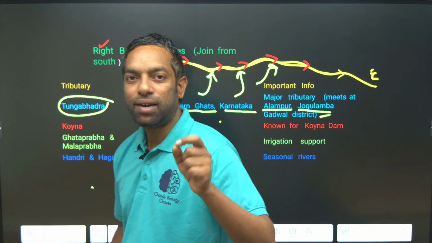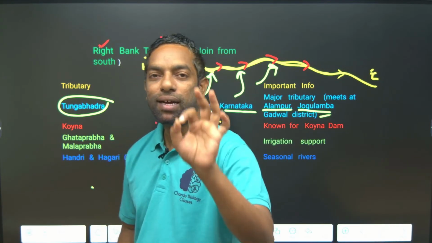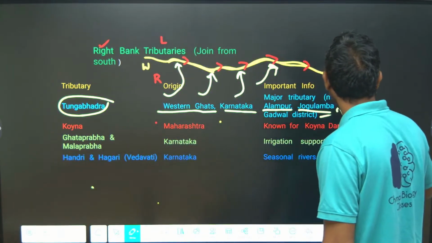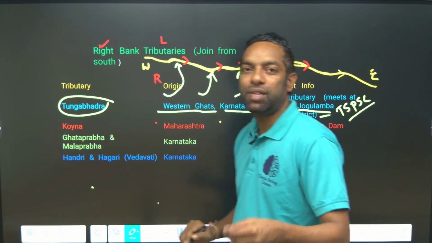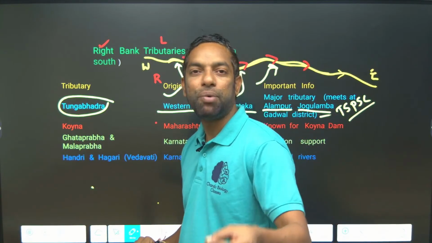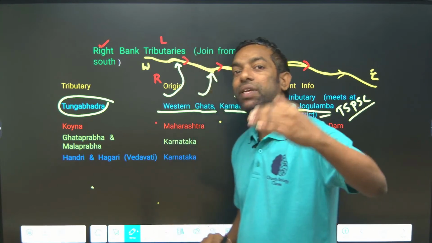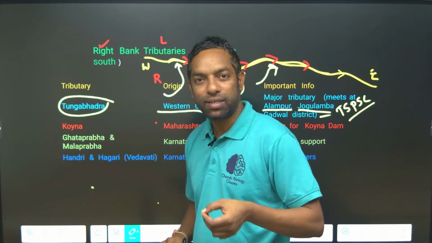Tungabhadra enters which place of Telangana? Jogulamba district, Alampur. Most important for TSPSC. Tungabhadra is one of the right bank tributaries of the Krishna. It originates in the Western Ghats, Shimoga place, and enters the Krishna River.